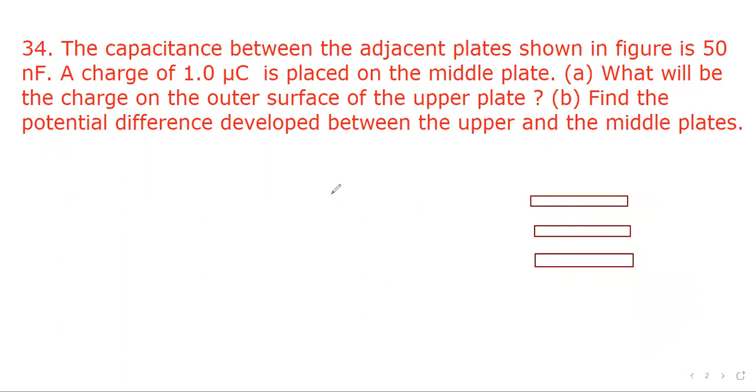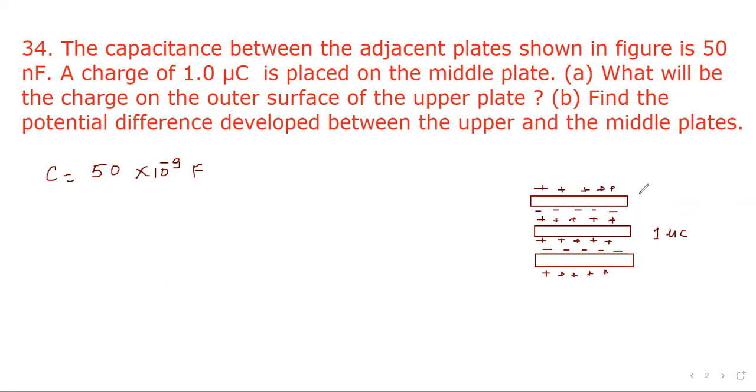Question number 34. The capacitance between the adjacent plates shown in the figure is 50 nanofarad. C is given 50 into 10 to the power minus 9 farad. And a charge of 1 microcoulomb is placed on the middle plate. So here 1 microcoulomb charge placed between the plates: plus, plus, plus, plus here also plus, then here it will be minus, minus, minus, minus, and here it will be plus, plus, plus, plus. The same will be here, minus, minus, and here plus, plus.